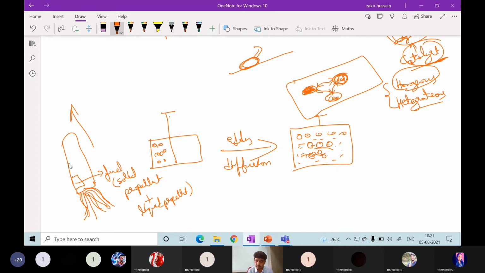This propellant, and apart from this fuel tank, there will be some oxidizer. Why? For anything to burn, we need oxygen. For example, in fire retardants, CO2 will be there. You might have observed some CO2 cylinders where the firefighters or some firefighting elements are there.